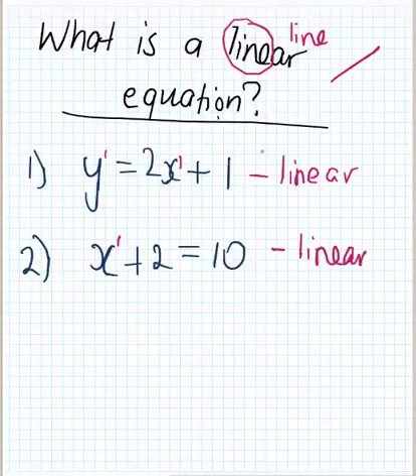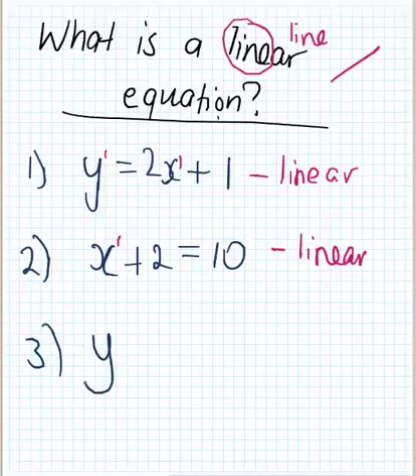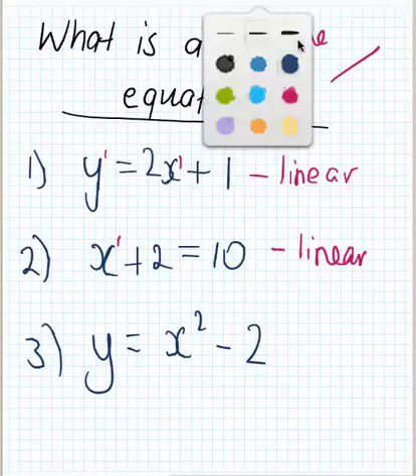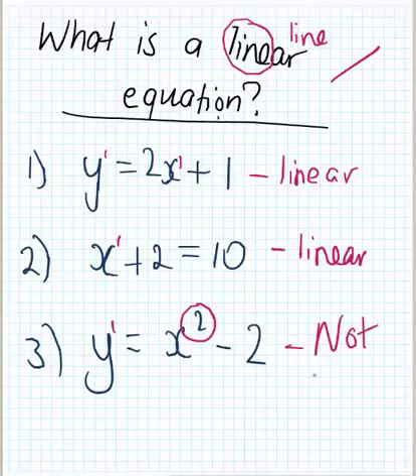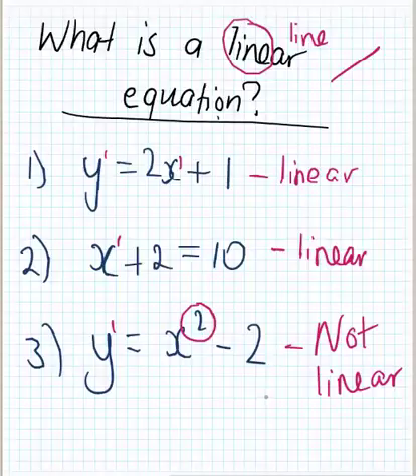Let's look at another one. If I had y equals x squared minus 2. Now you notice the highest power for this one is not a 1, it's actually 2. And because the highest power is 2, this is not a linear equation. It will not give us a straight line. Anything with the highest power being 2 links to quadratics, and if we were to draw this, we will end up with a parabola. So that is not linear. So it's pretty straightforward to identify whether something is linear or not.